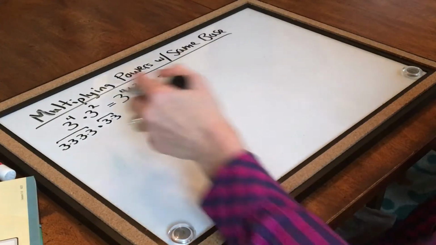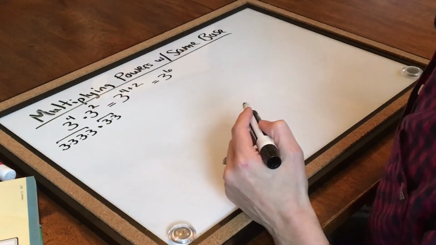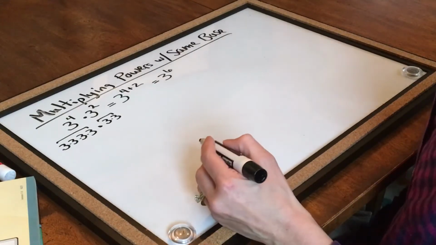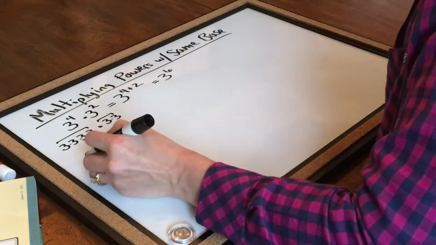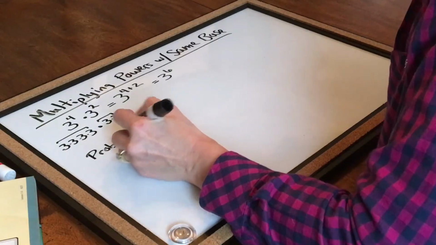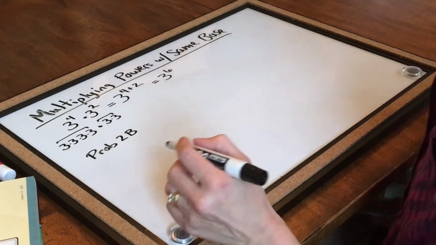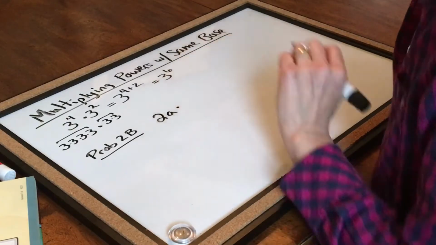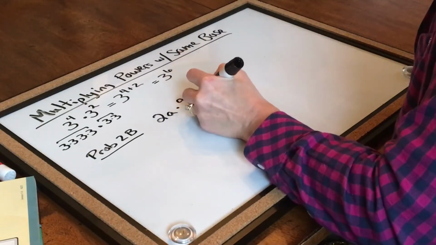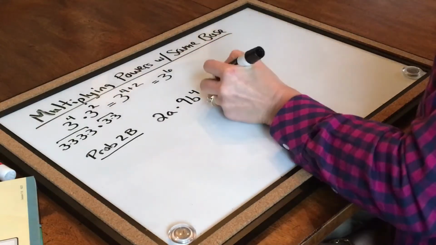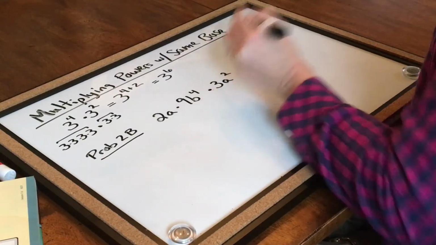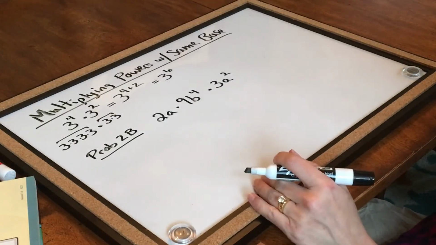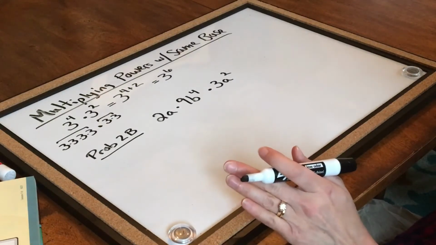So we can do this not just with numbers, but we can also do it with variables as bases, and our rules of order of operations are going to apply. So let's try problem 2. I'm going to try problem 2B. If you're following along, there's both an A and a B, but I'm going to try problem 2B. So problem 2B says 2A times 9B to the 4th power times 3A squared. Okay? Now, this seems like a lot of work, okay? And the other thing is that we can only multiply powers that have the same base.